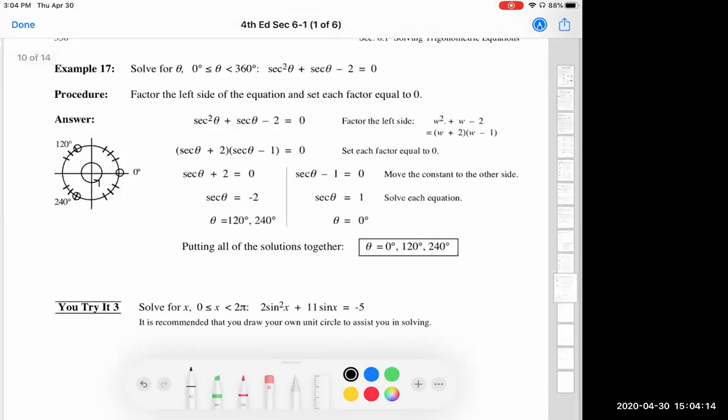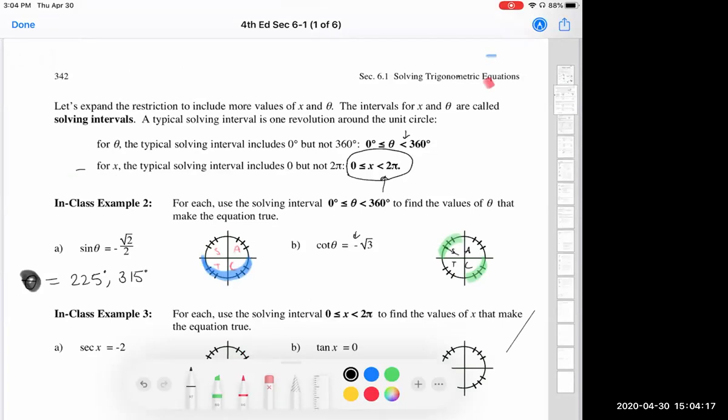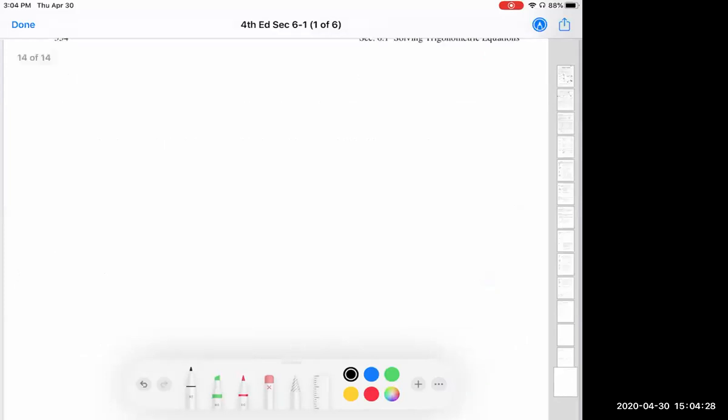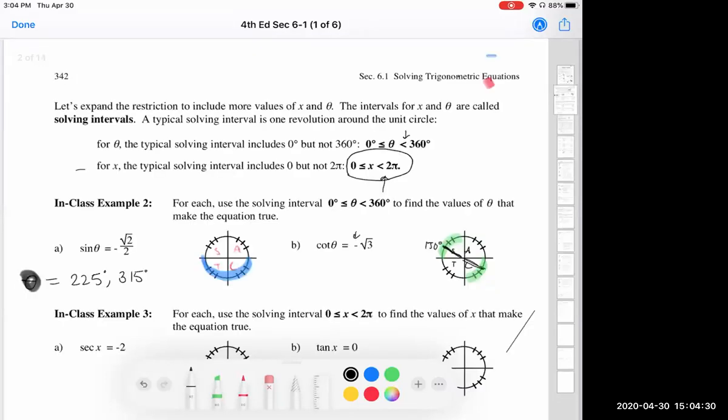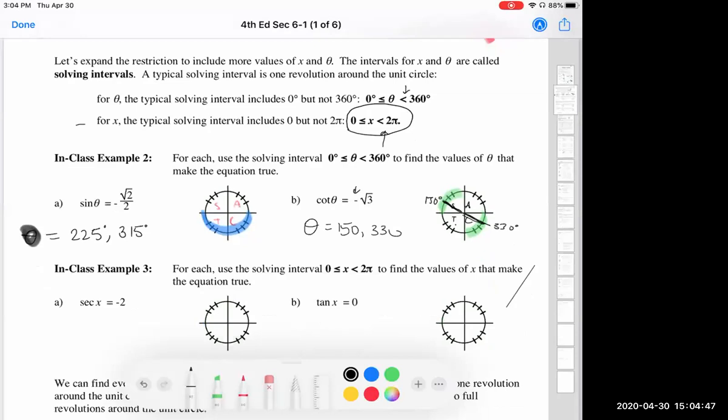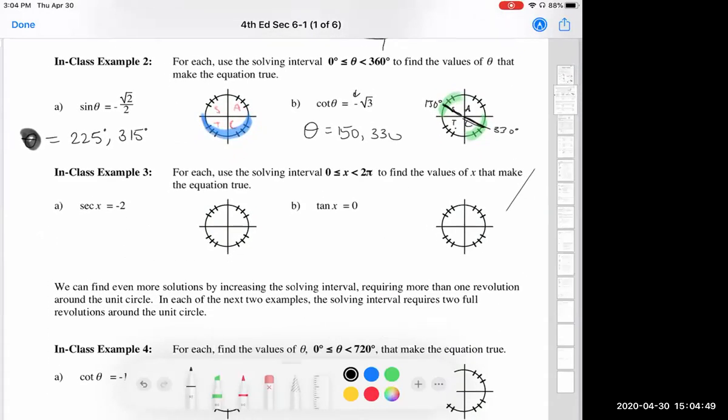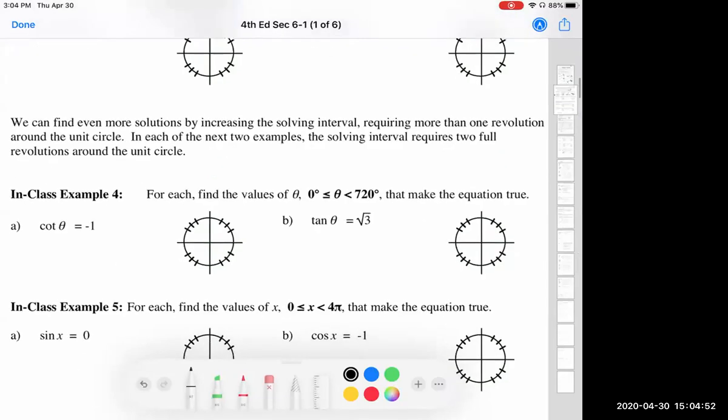So we're at 30 degrees from the unit circle, from our line right here. That's 30 degrees. And that would be 150 degrees. And this would be 30 degrees, right? And that would be 330 degrees. So cotangent theta is equal to negative radical 3 at 150 degrees and 330. Okay, let's go ahead and move forward.